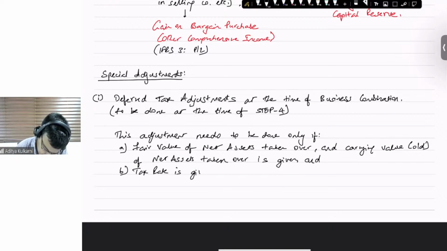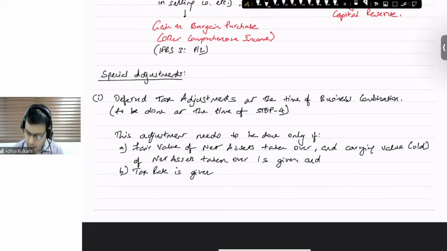Tax rate is given. If these 2 things are there, then deferred tax will be triggered. Typically, it's very rare that you get these adjustments. In your entire study module and whatever questions are there, only 2 to 3 questions had a deferred tax calculation or working.